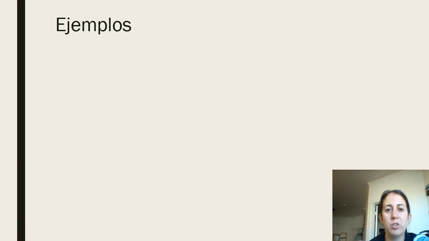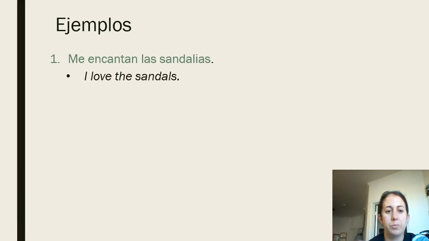Alright, so before we start looking at some examples, I really want you to process building your Spanish brain as you're working with these verbs. If you try to translate word for word into English, then your word order is going to be all messed up. So we're really building our Spanish brains when we're working with this activity. So me encantan las sandalias. I love the sandals.